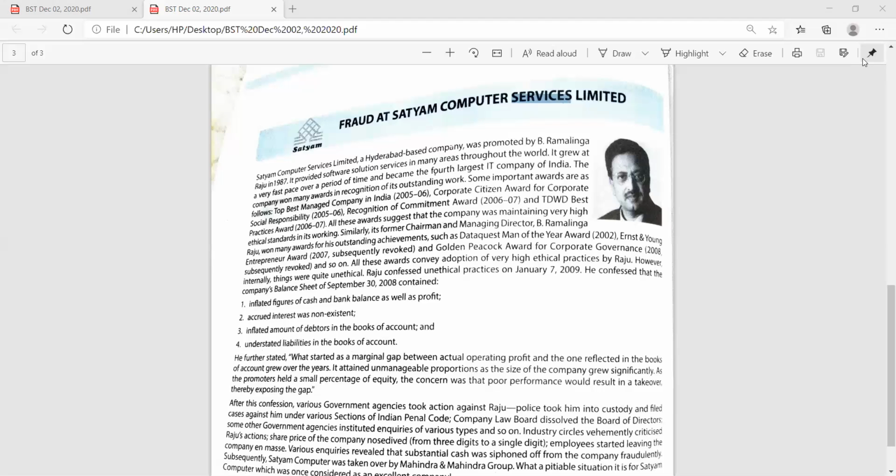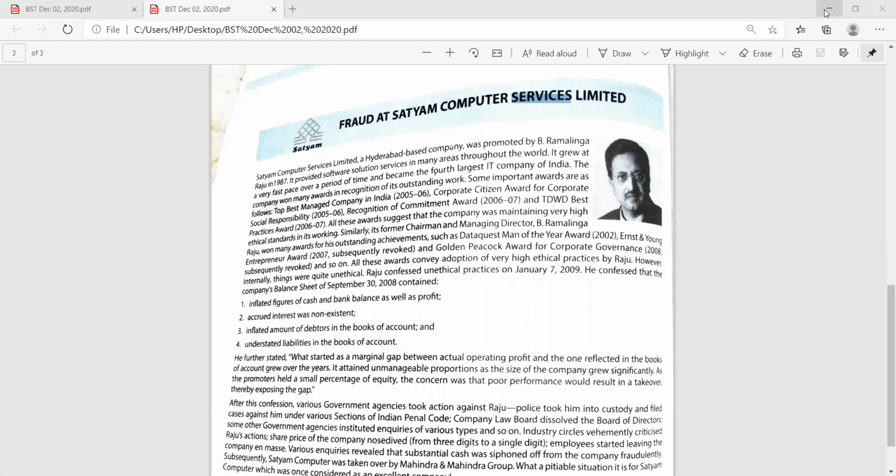He further stated that what started as a marginal gap between actual operating profit and the one reflected in the books of account grew over the years. It attained unmanageable proportions as the size of the company grew significantly, as the promoters held a small percentage of equity. The concern was that poor performance would result in takeover, thereby exposing the gap.